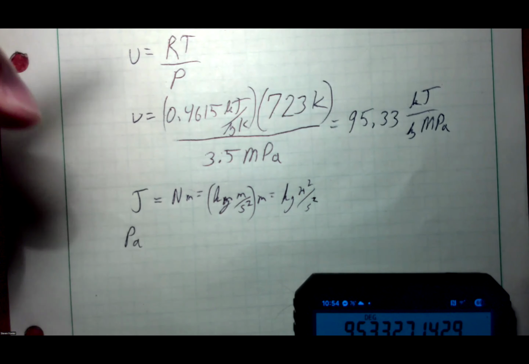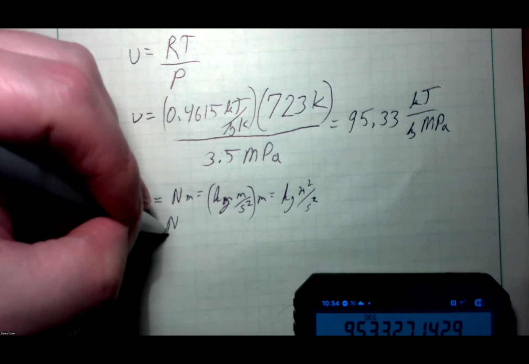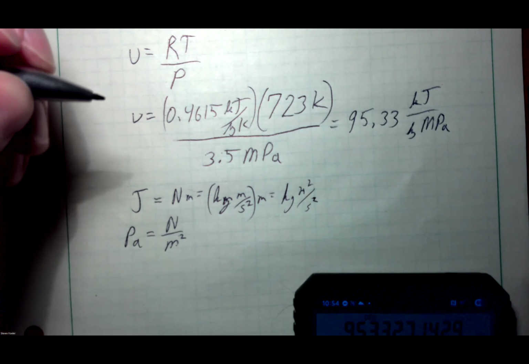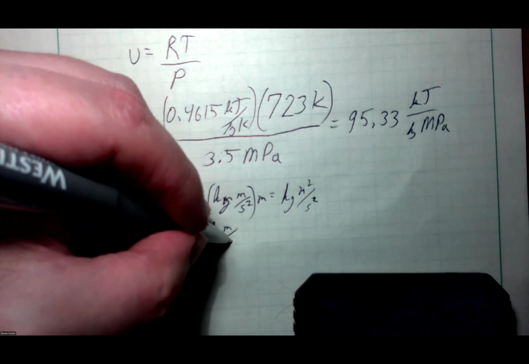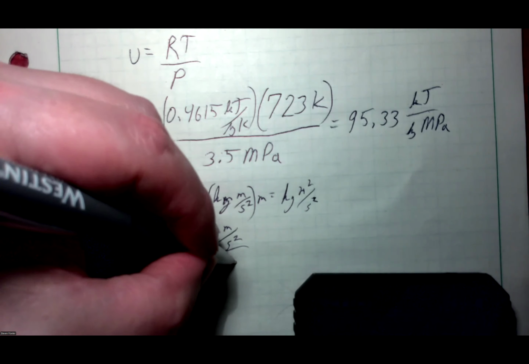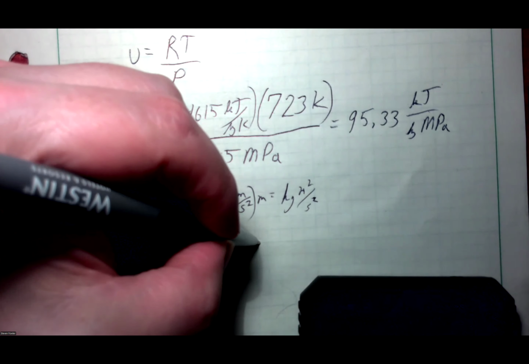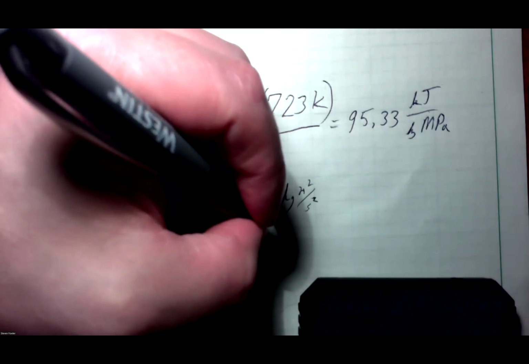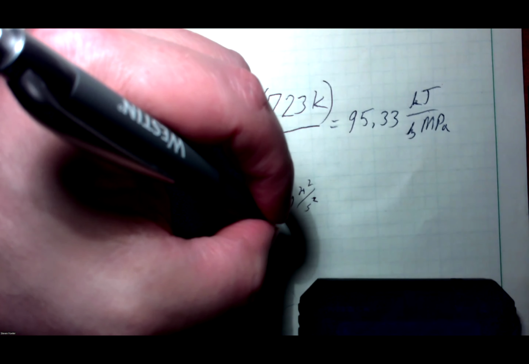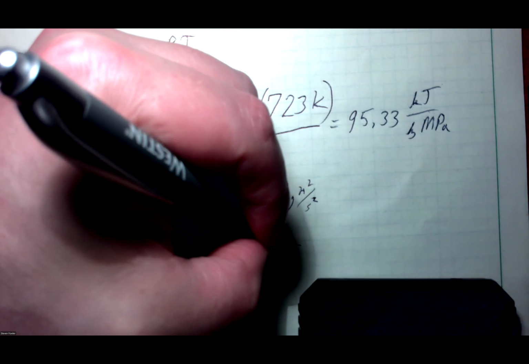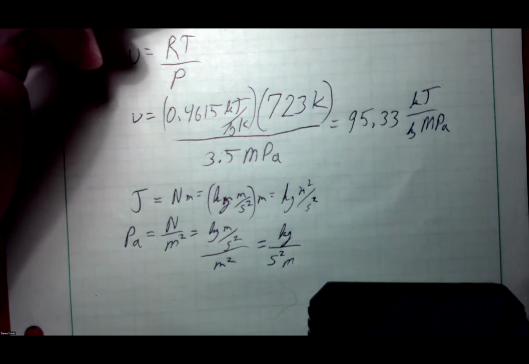And you can do the same thing with the Pascal. A Pascal measures pressure. That is force per unit area. So that is a Newton per meter squared. And again, a Newton is a kilogram meter per second squared, per meter squared. The complex fraction says that the numerator of the denominator is actually also the denominator. So this is a kilogram per second squared per meter. That's what we end up with there.